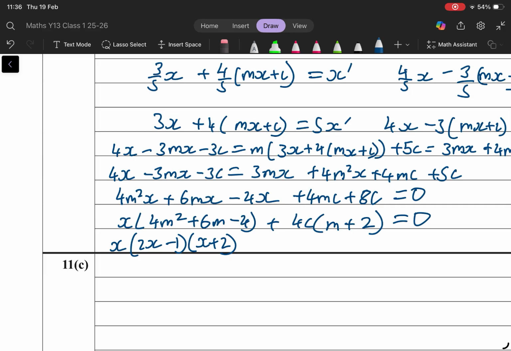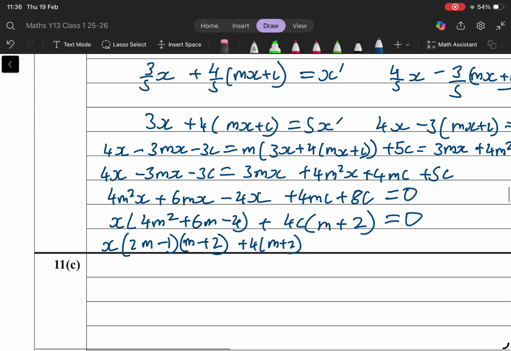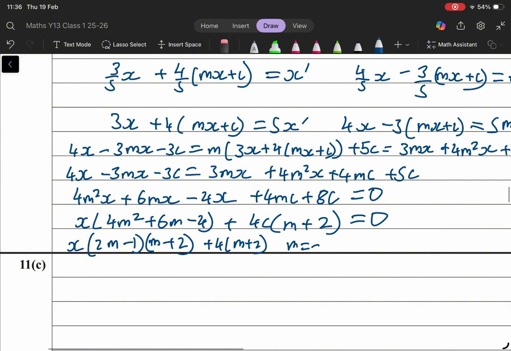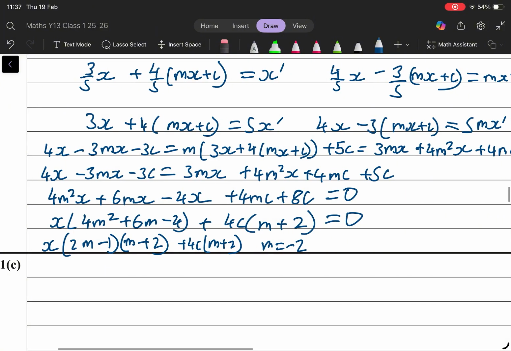Yep, and then that's going to be plus 4c n plus 2. So, oh wait, that is meant to be n's. Sorry, it's because I put in my calculator, I got confused there. N plus 2. So we have m equals minus 2 is going to be a solution. And then that's 4 plus 4c. And then c is going to be equal to anything.